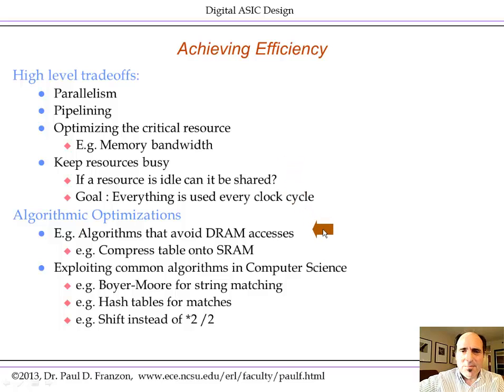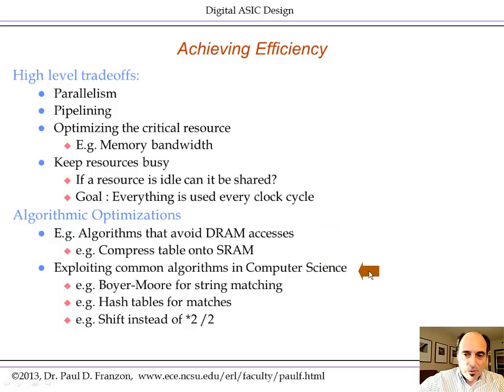You should also be thinking about algorithmic optimizations to your design. For example, algorithms that avoid DRAM access since dynamic memories are slower than on-chip static memories. A classic example of this that's done all the time is to compress tables. So there's a compressed form on the SRAM that allows you to do most of the decision making related to that table in the SRAM before doing a slower off-chip DRAM access.